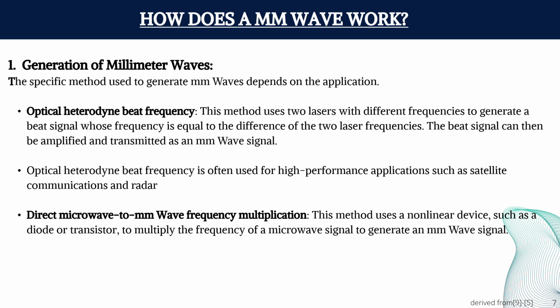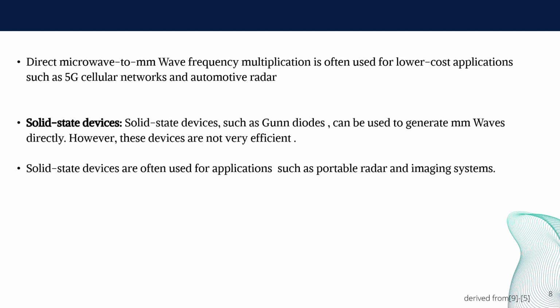And the second method is direct microwave to millimeter wave frequency multiplication. In this method, it uses nonlinear devices. Nonlinear devices means that their input and output are not proportional. Nonlinear devices are mainly diodes and transistors. These are some examples of nonlinear devices, and these devices are used in the direct microwave to millimeter wave frequency multiplication method. In this method, the frequency of a microwave signal is multiplied to generate the millimeter wave signal, and this method is mainly used for lower cost applications such as 5G cellular networks and automotive radar.